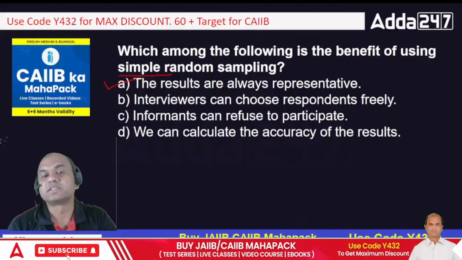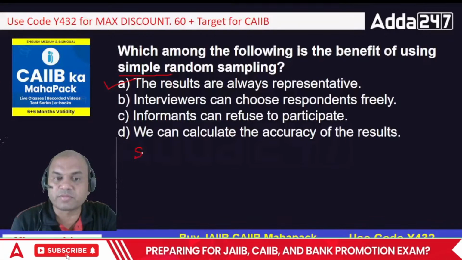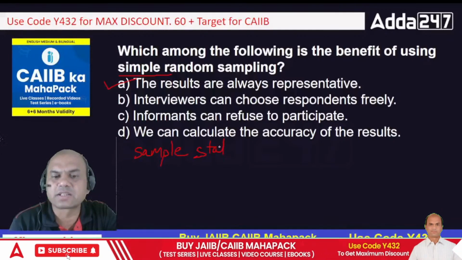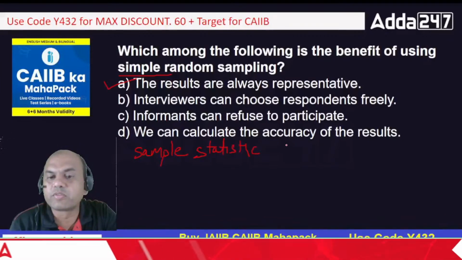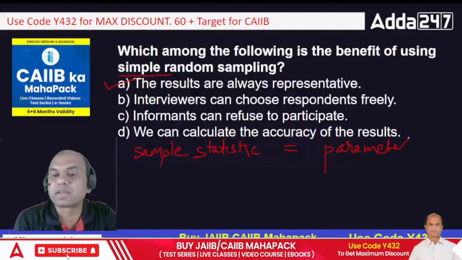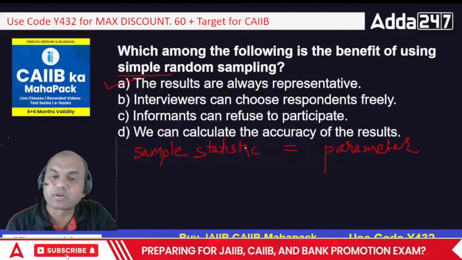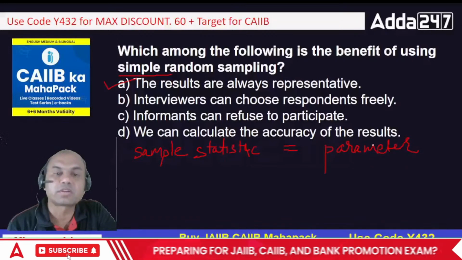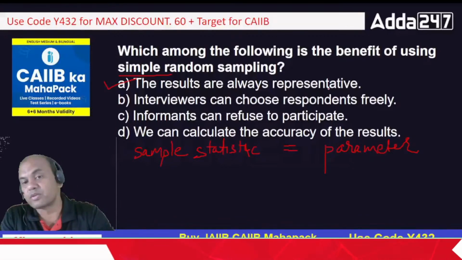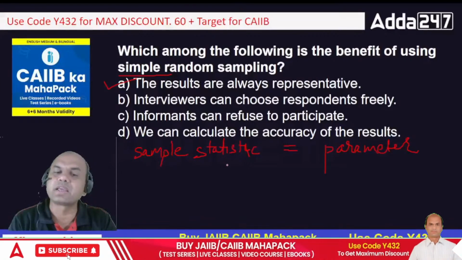Always remember this. Simple random sampling, the sample mean, the sample statistic, is always equal to the population parameter in simple random sampling. So that's why the results are always representative. What I get for the statistic or sample, I'll be getting the same results for the population. So that is the answer. A is the answer, real answer. Got it everyone? Always remember this basic. In simple random sampling, the sampling error is 0.